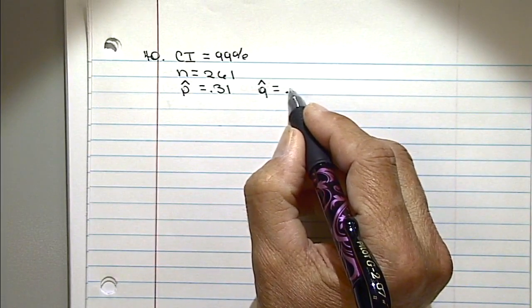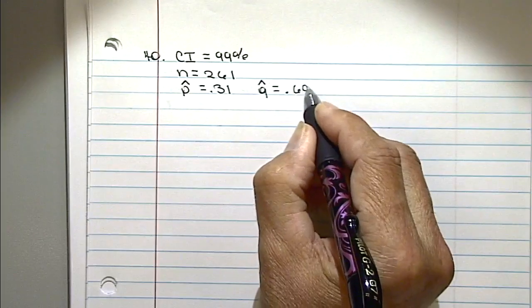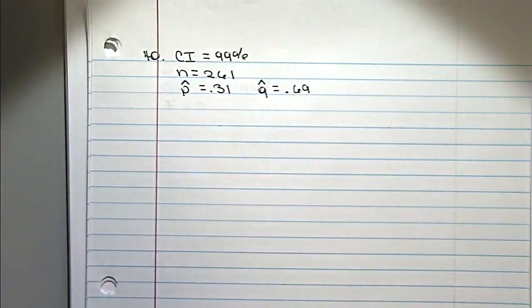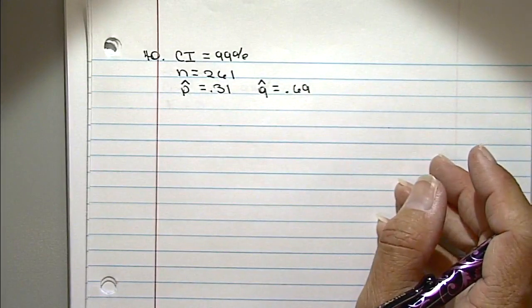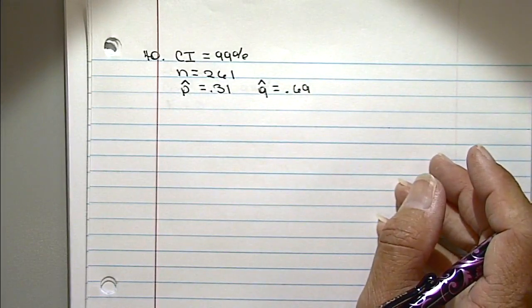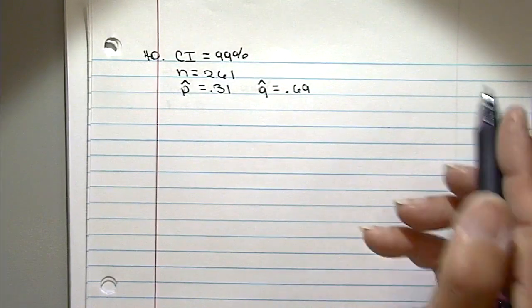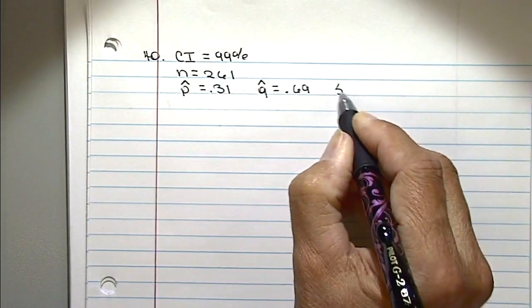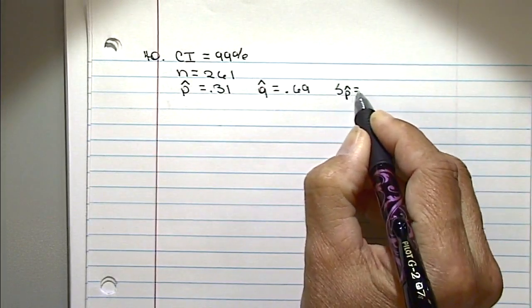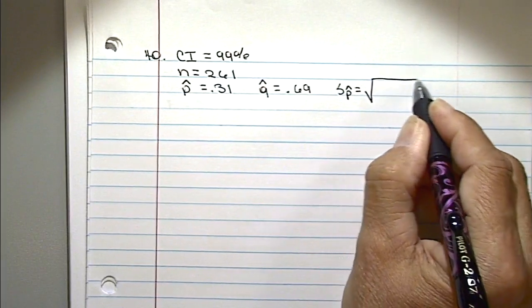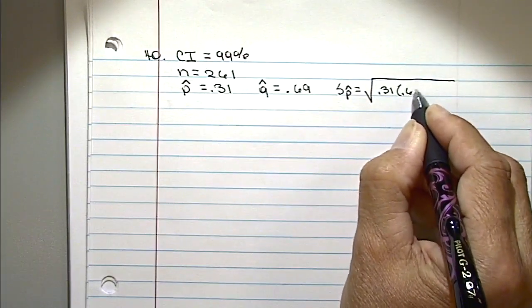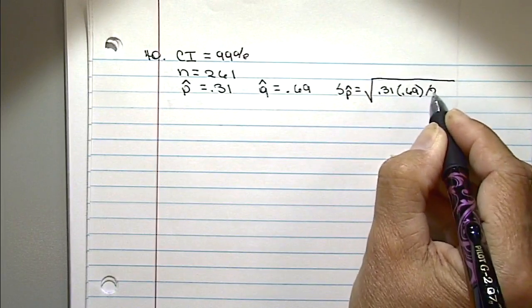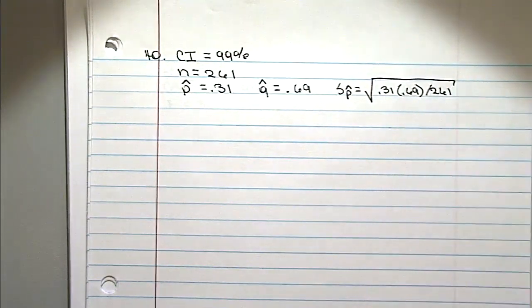0.69. Is that right? Got to tell you, I've still got a cold, so I'm struggling with everything. Okay, so 1 minus p hat is q hat, right? p hat plus q hat equals 1. And then we can calculate the standard deviation of p hat by saying that's the square root of 0.31 times 0.69, divided by the 261, that is the sample size.